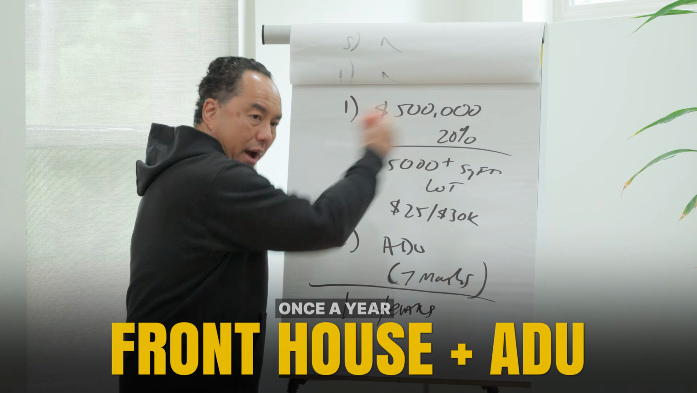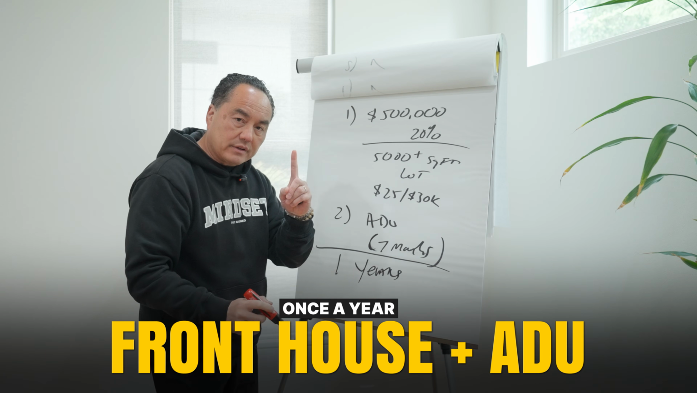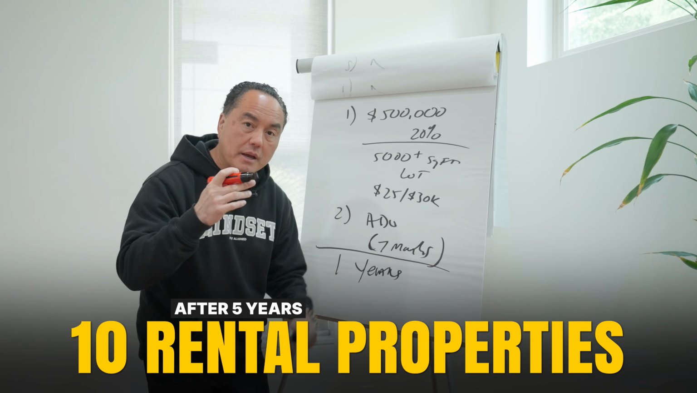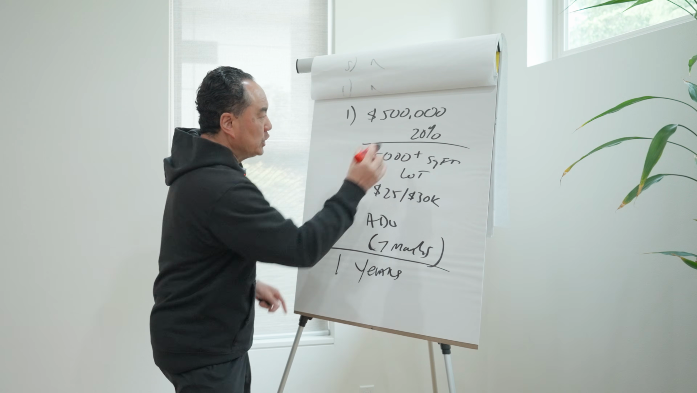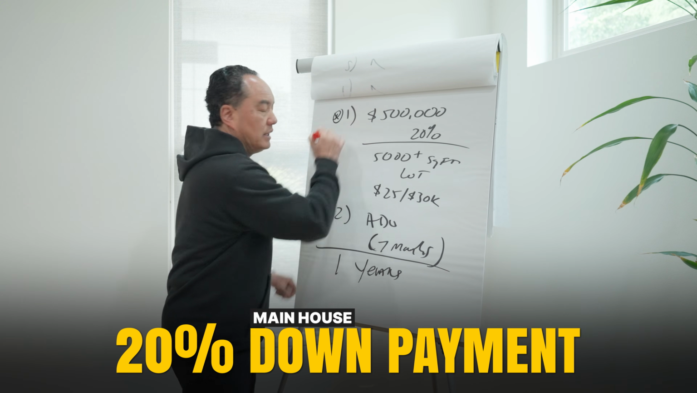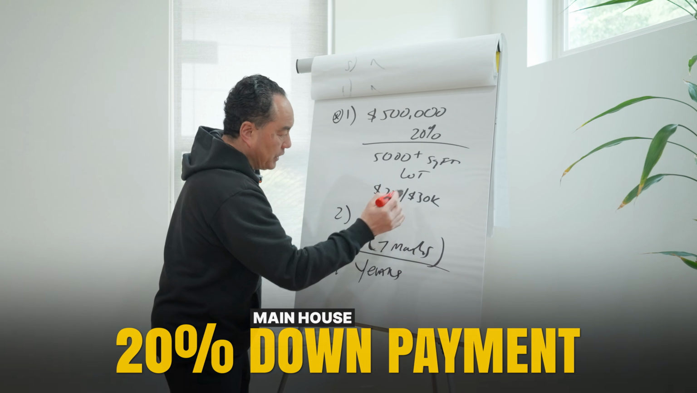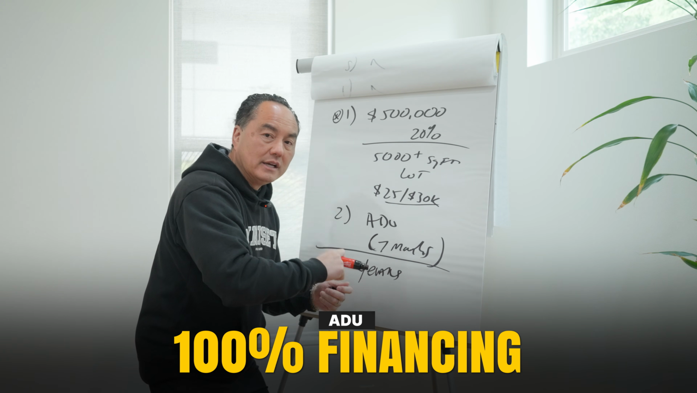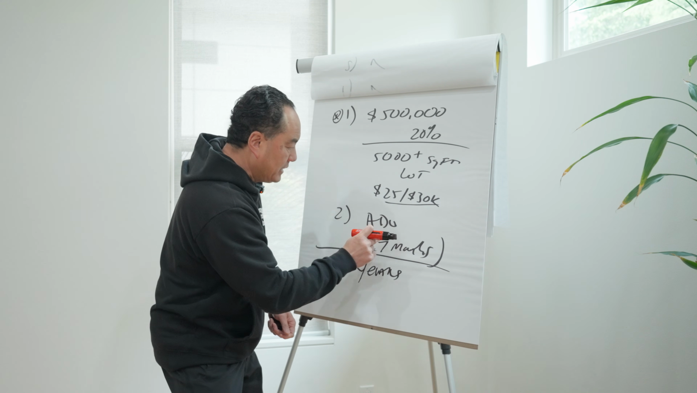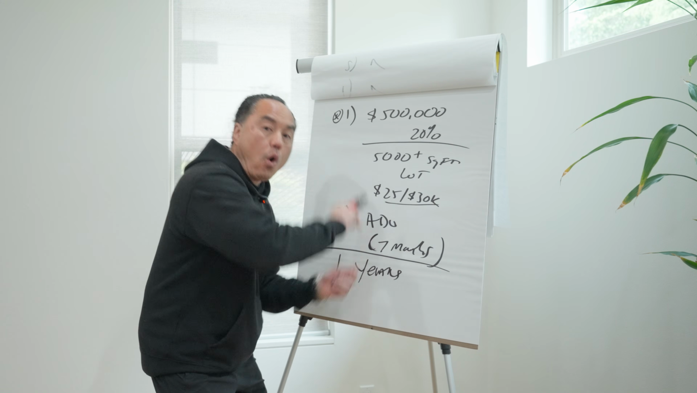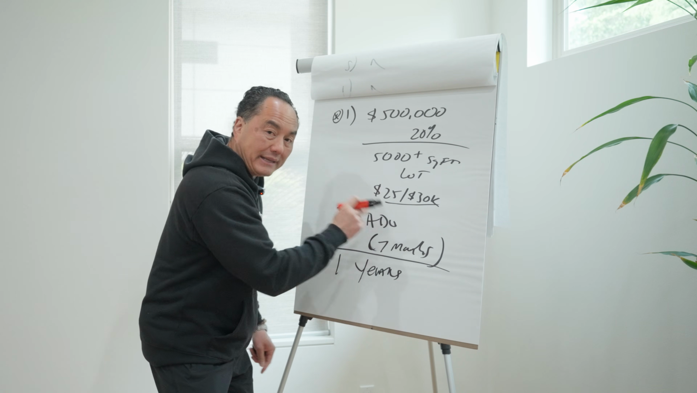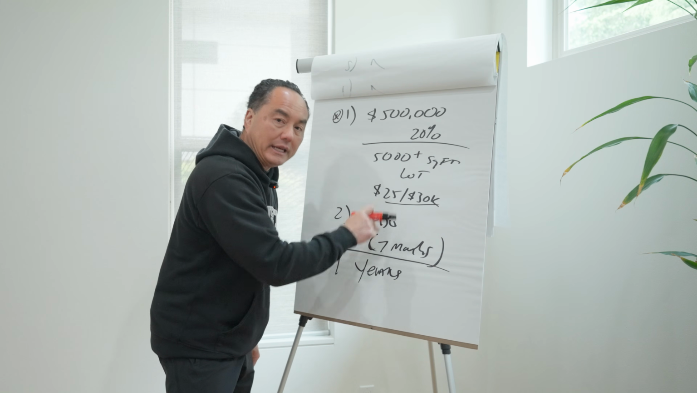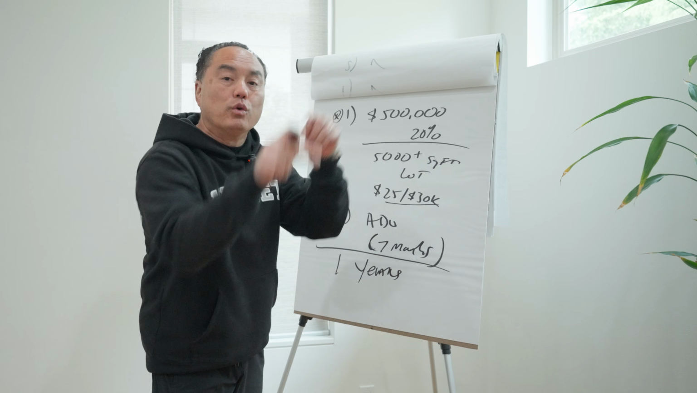You do that process right here once a year. In 5 years, you have 10 rental properties, but you only have to put down 20% on the main house. The second house, other than 25 to 30,000, you get 100% financing. You don't have to come out of cash to buy another property, and you don't actually have to buy a whole other house. I'm going to break down the numbers on what it costs to build an ADU. You're going to see it's cheaper to build the ADU than it is to go buy a whole brand new home.